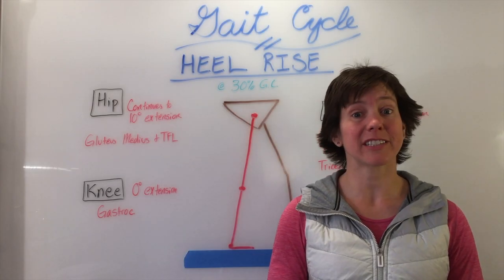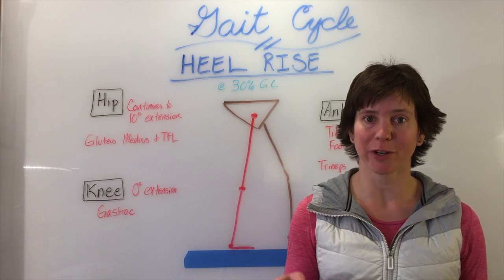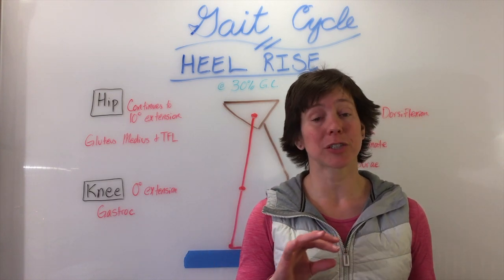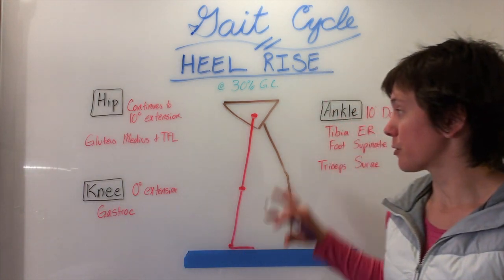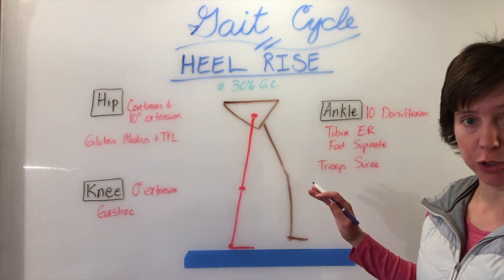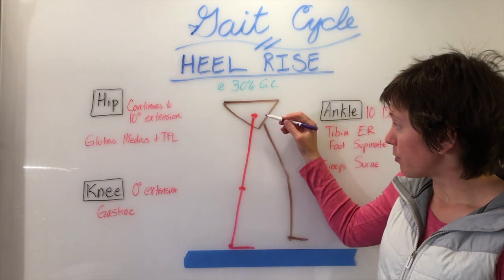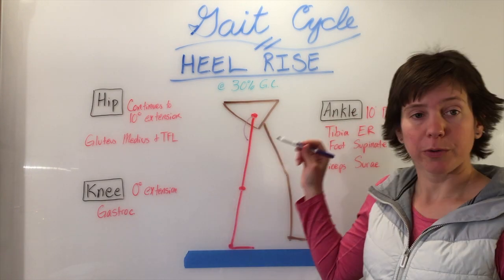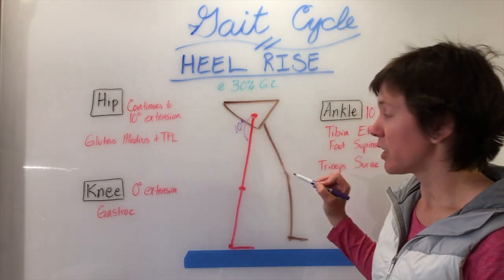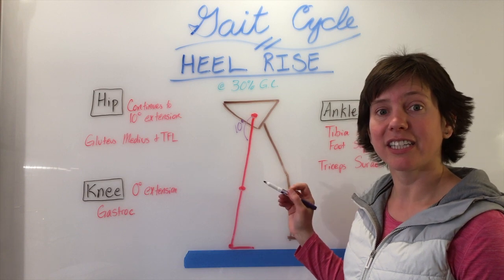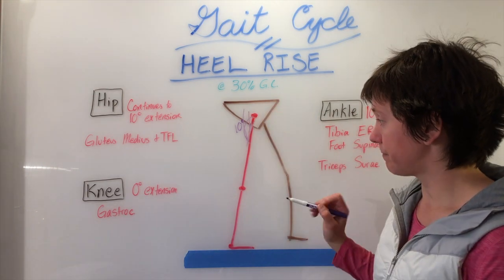The next event of the gait cycle is heel rise. This occurs at the 30% mark of the gait cycle, and it's the transition from mid-stance into terminal stance. So the picture here is at about 32% of the gait cycle, and we'll look at the hip. The hip will be continuing to go into extension to about 10 degrees of extension, and the glute med and the TFL are continuing to help prevent that pelvic sag.